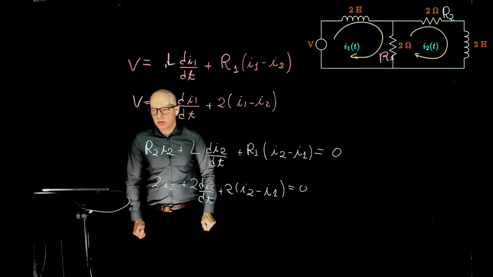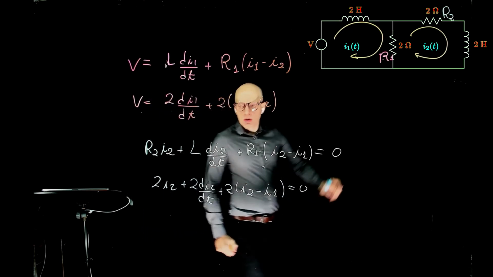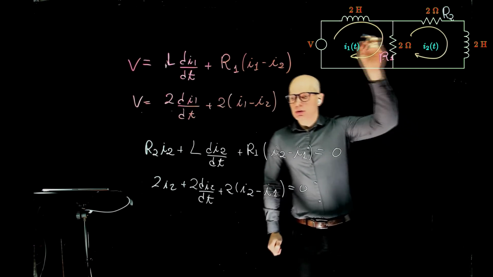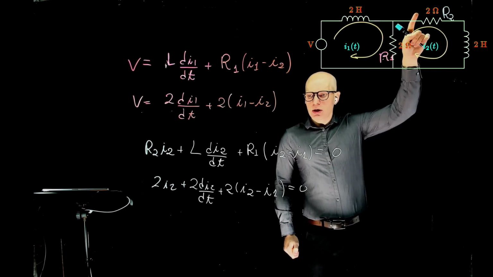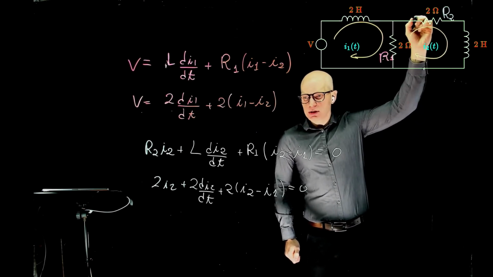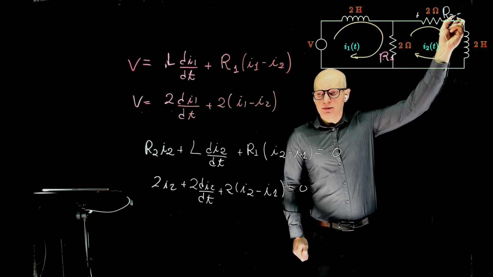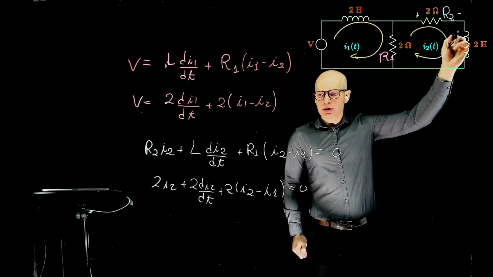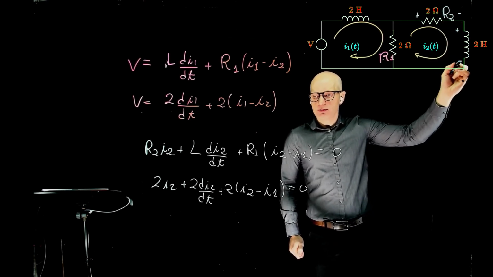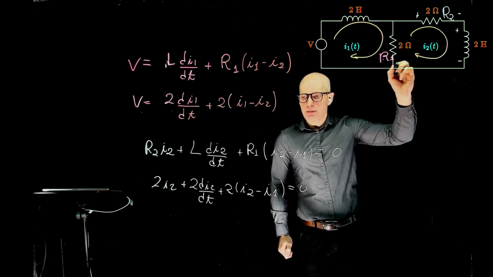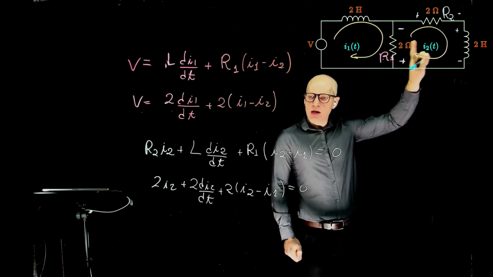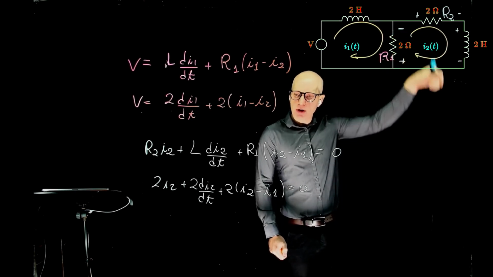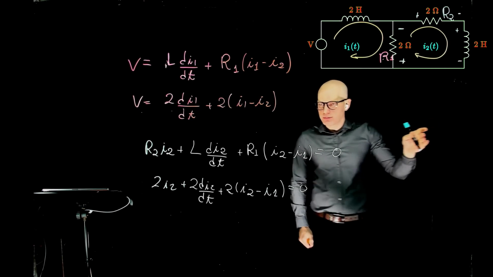Because of the loop orientation, wouldn't it be negative in the second loop? Or does it change? Let's see. If the current is flowing this way, the potential here is positive, the potential there is negative. Current I2 goes up. Potential here is positive, potential there is negative. So we always enter the element from the positive and get out from the negative. So it's all positive.